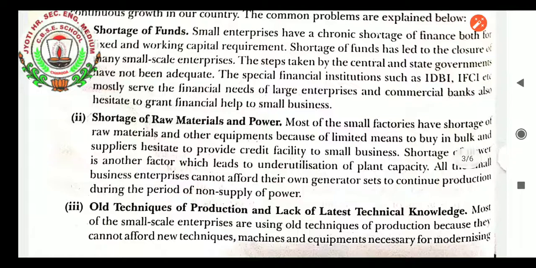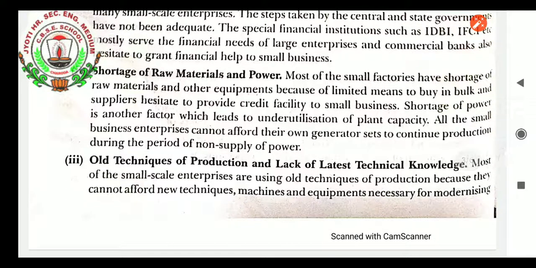Shortage of raw materials and power. Most of the small scale enterprises have a shortage of raw materials and other equipment because of limited means to buy in bulk, and suppliers hesitate to provide credit facilities to small business. Shortage of power is another factor which leads to underutilization of plant capacity. Small business enterprises cannot afford their own generator to continue production during periods of non-supply of power.